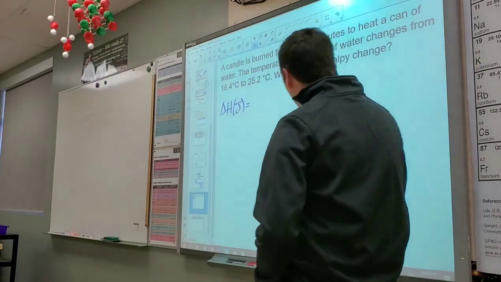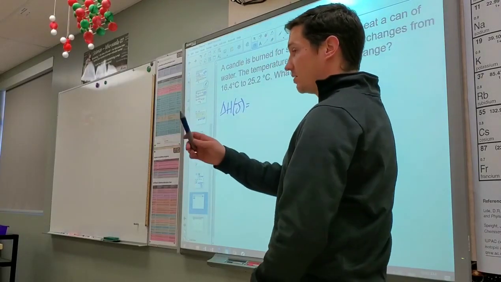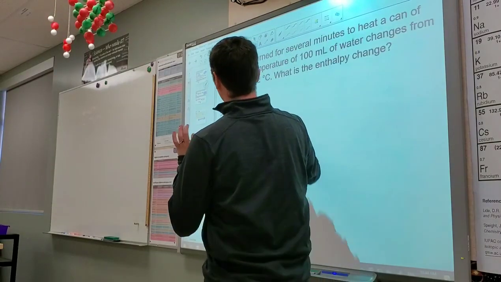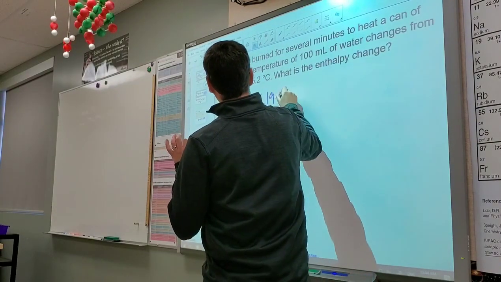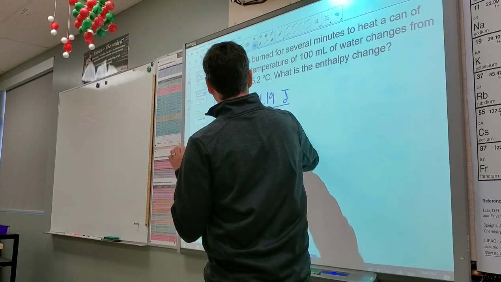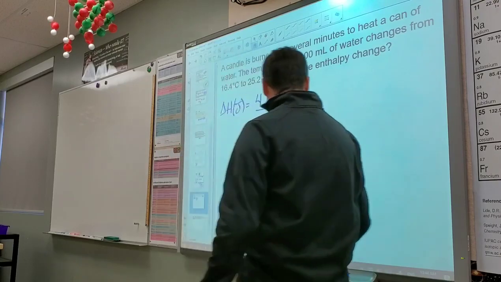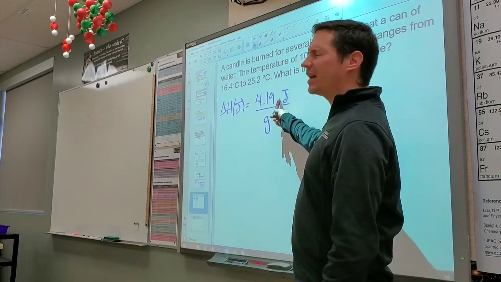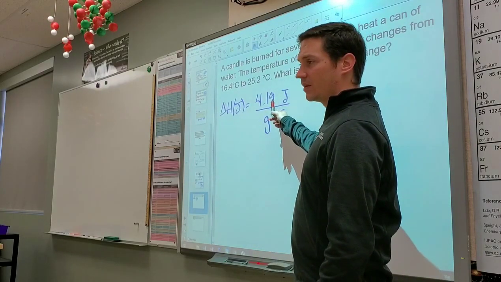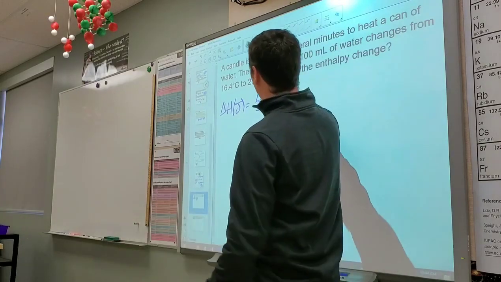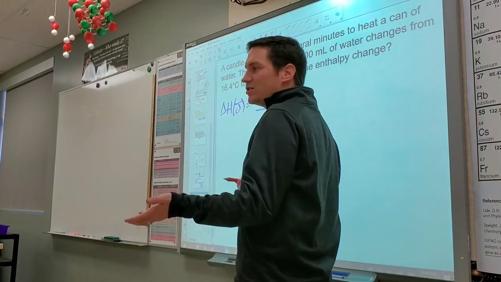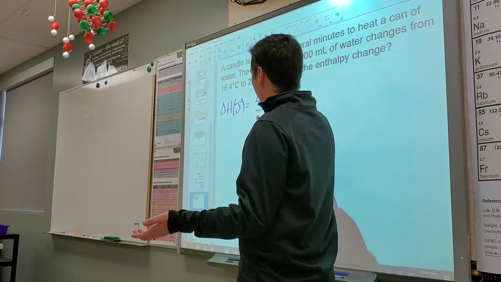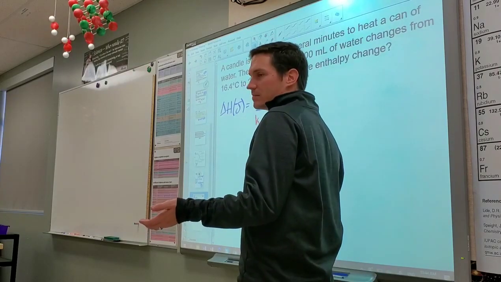Okay, I want to be super clear about this. I'm going to switch it up just a little bit. 4.19 joules per gram degrees Celsius. Instead of joules, I could get kilojoules out of this, as long as I measured the mass of the water in kilograms. Does that make sense?